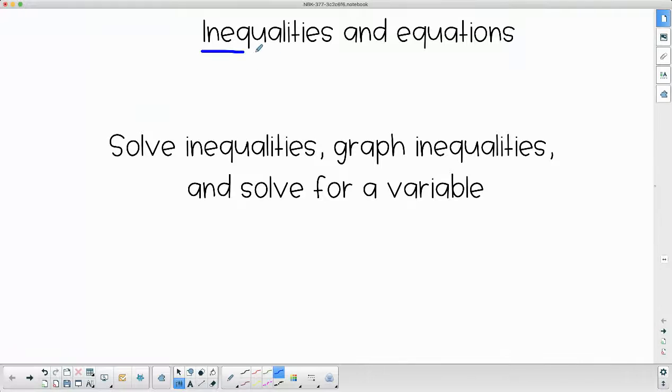So today we are working on inequalities and equations. We are going to solve our inequalities, graph them, and also solve for variables in equations.